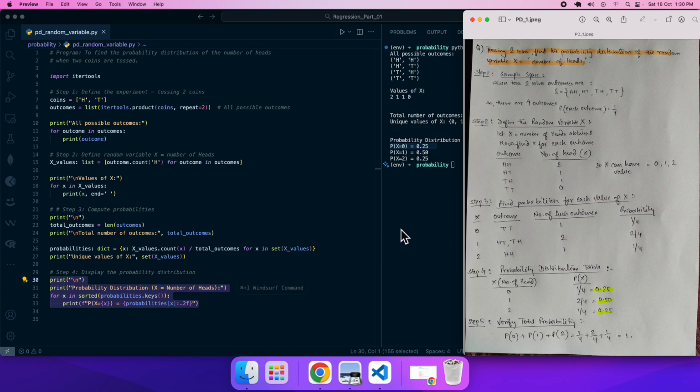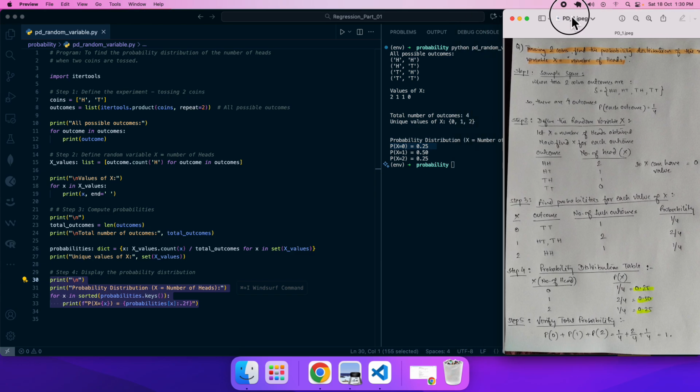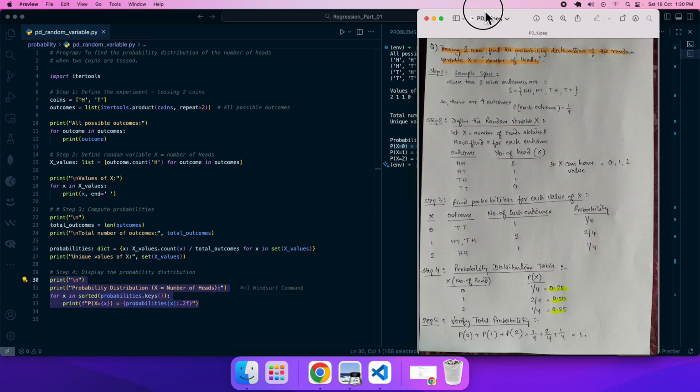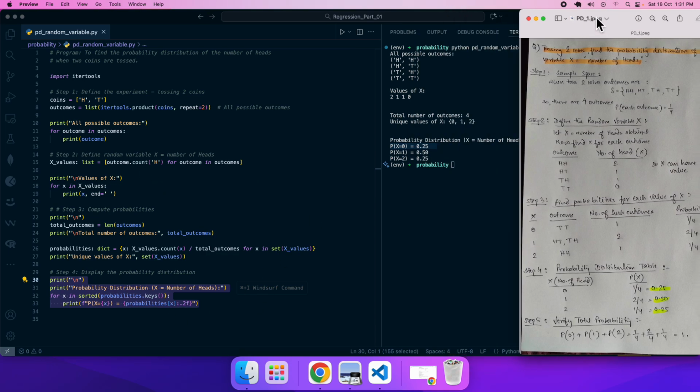So from this we really understood that we can easily transform the solution of this probability into a program, and the way this is done is with the help of iterative tools. And we also came across how list comprehension and dictionary comprehension play a crucial role to give me the solution, that is, what would be the probability when we toss 2 coins in context to the number of heads. So this is the outcome of the following program.